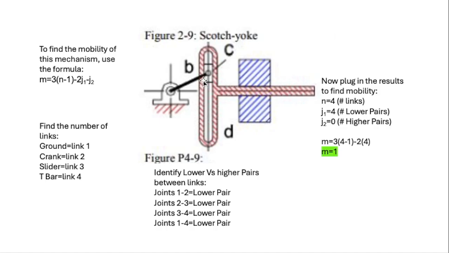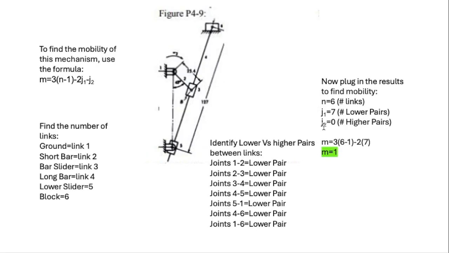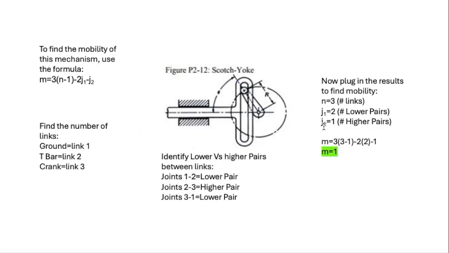Here, why would this not be a higher pair? Because the rotation happens at this point, and the sliding happens between the surface and the slider. So the two motions are separated between two links, between two pairs or two joints. So those are both lower pair. And so that's why there are 4 lower pairs and no higher pair. That distinction will come into play here.